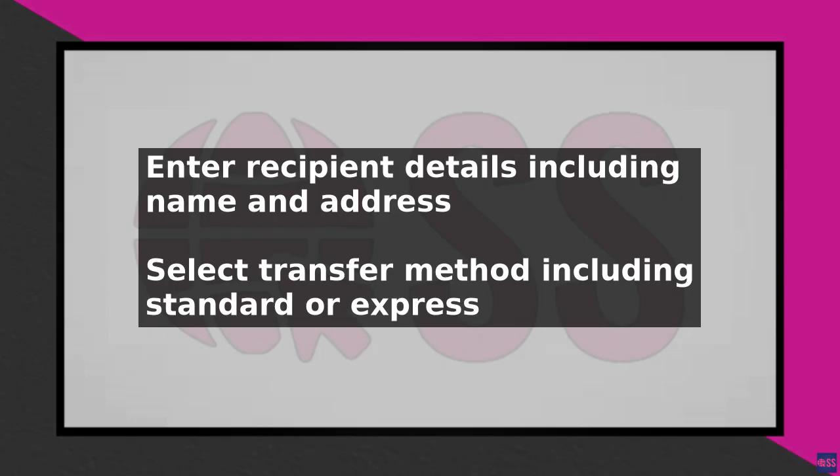After entering the recipient's details, select the transfer method. Revolut offers various transfer methods including standard, express, and SWIFT transfers. The transfer method you choose will depend on the transfer speed and fees. Standard transfers are usually free but take longer, while express transfers are faster but incur a fee.